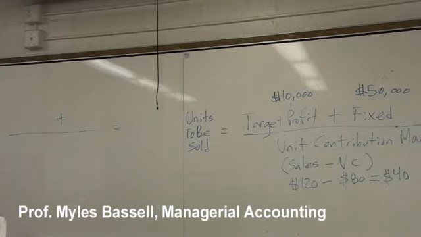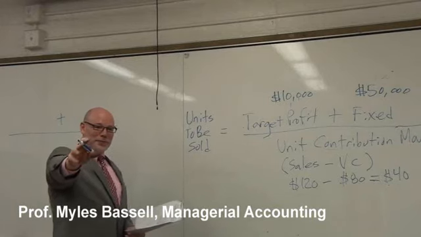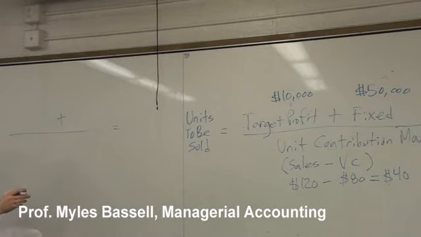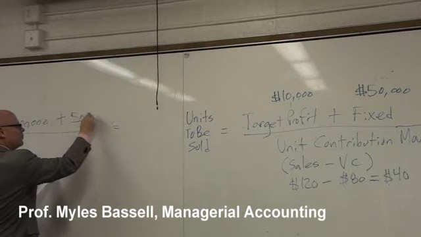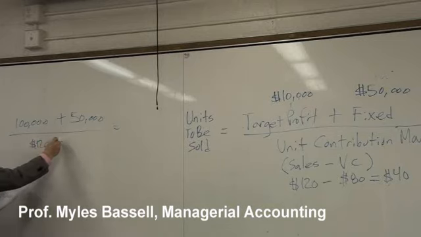$100,000. Crystal, right? Krista or Crystal? Which one? Okay, 100,000 is our target profit, plus the fixed cost, which is 50,000. Good. So we need to figure out the unit contribution margin, which is the sales minus the variable cost, which is the same 40. Right, so it's still $120 minus the $80, which is the variable cost per unit, which is 40.